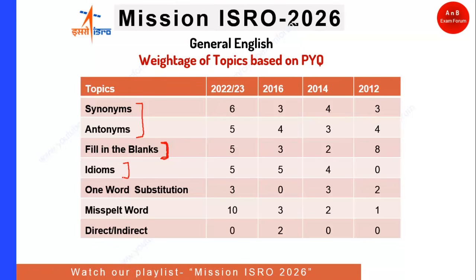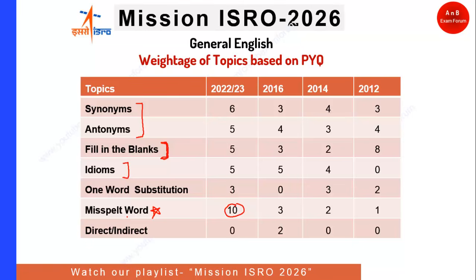Okay, then one word substitution, it is being asked regularly in the previous year. Misspelled word, last year we have seen 10 questions, so you can see the importance of spelling, right? So you should practice a lot in this particular topic. The weightage last year was very huge.